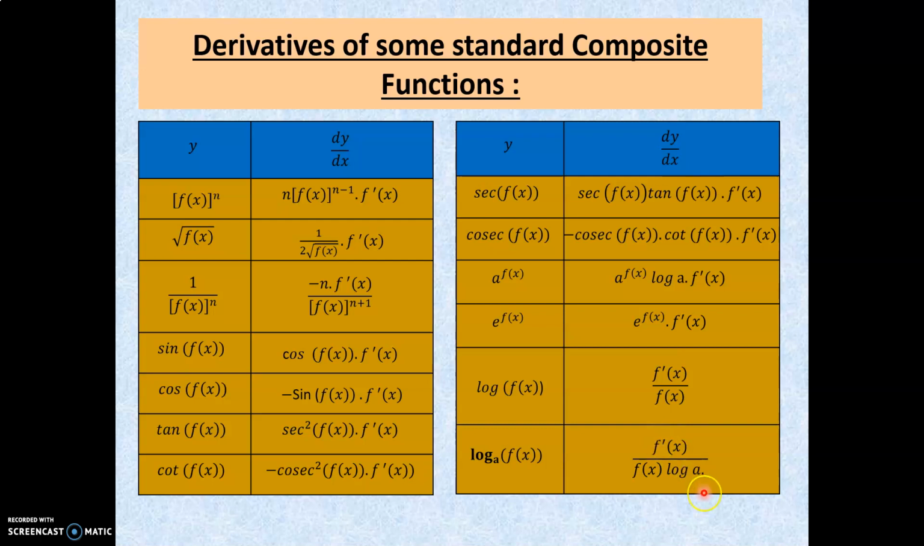So you have to learn this table by heart, but by understanding the concept. Once you finish the basic standard formulas you already studied, then it is easy. We are only changing, in the place of x it is f of x.